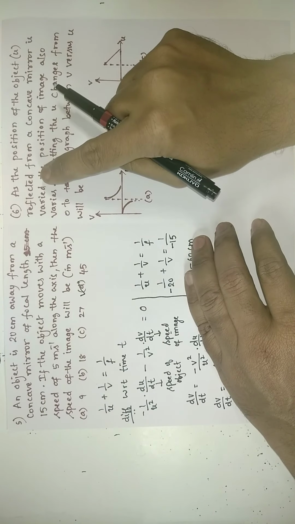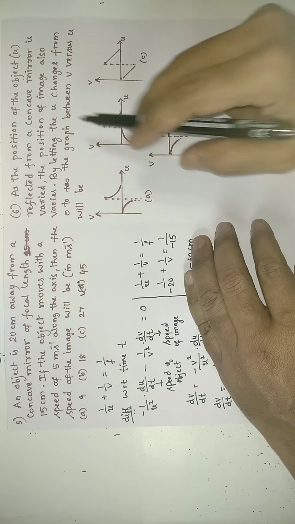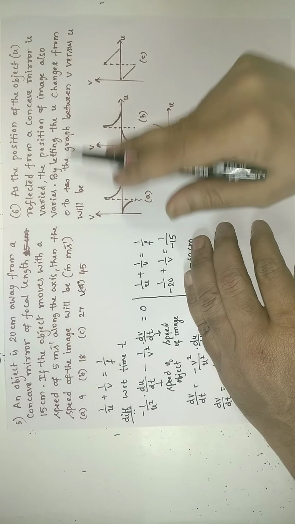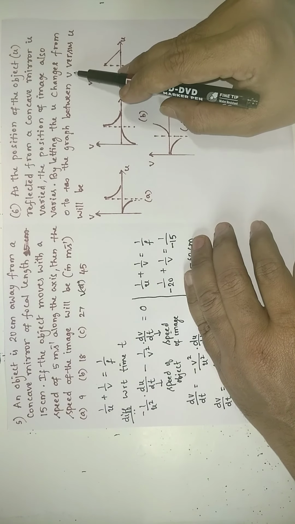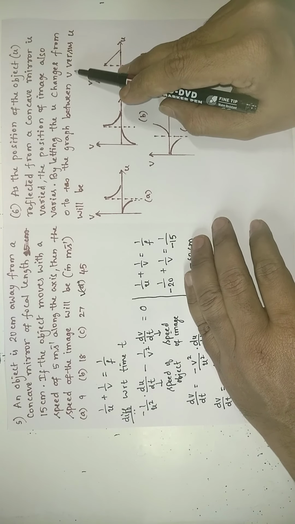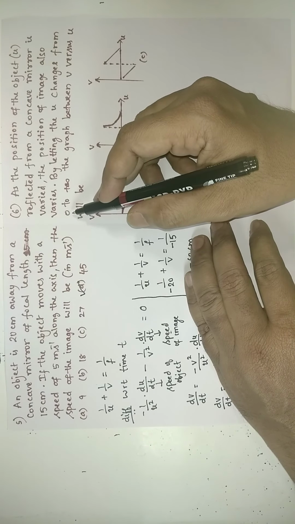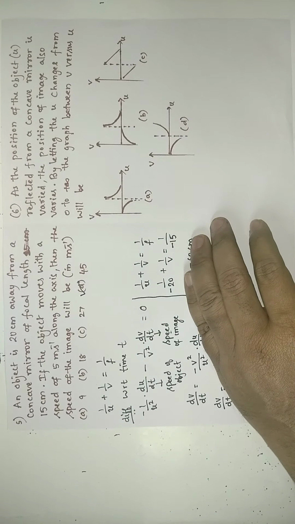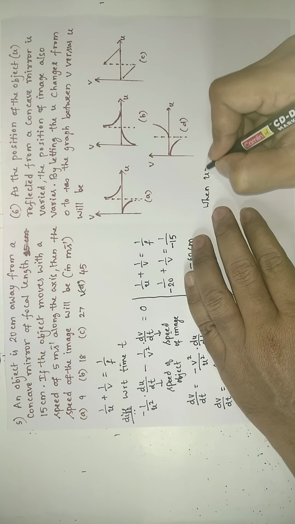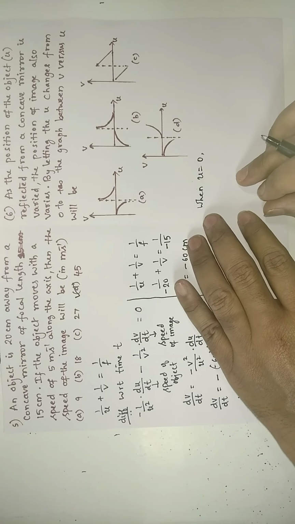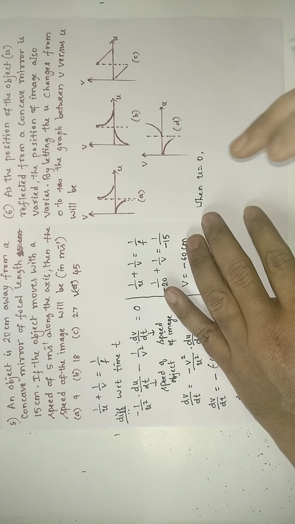As the position of the object reflected from a concave mirror is varied, the position of the image also varies. So you need to find out which of these graphs will be valid for a graph of v versus u. Here you are changing the object distance from say 0 to infinity. So let us consider when your object distance is equal to 0. It means the object will be placed at the pole of the mirror itself.